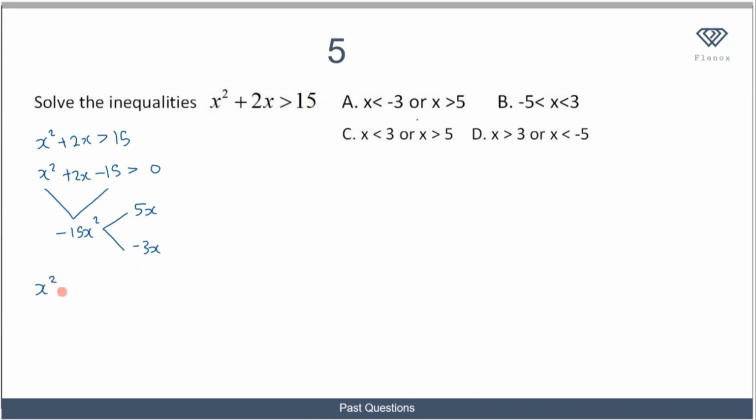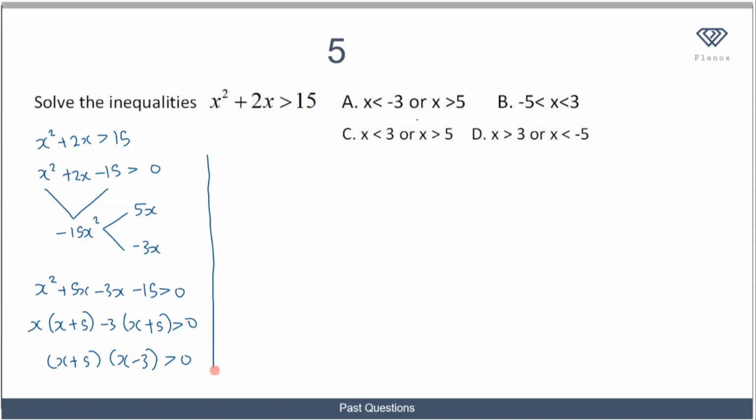So I have x squared plus 5x minus 3x minus 15 is greater than 0. So I factorize: x is common here and I'm left with x plus 5, and minus 3 is common here and I'm left with x plus 5. So I pick one of these x plus 5, and I have x plus 5 and x minus 3 is greater than 0. Now what do we do next?